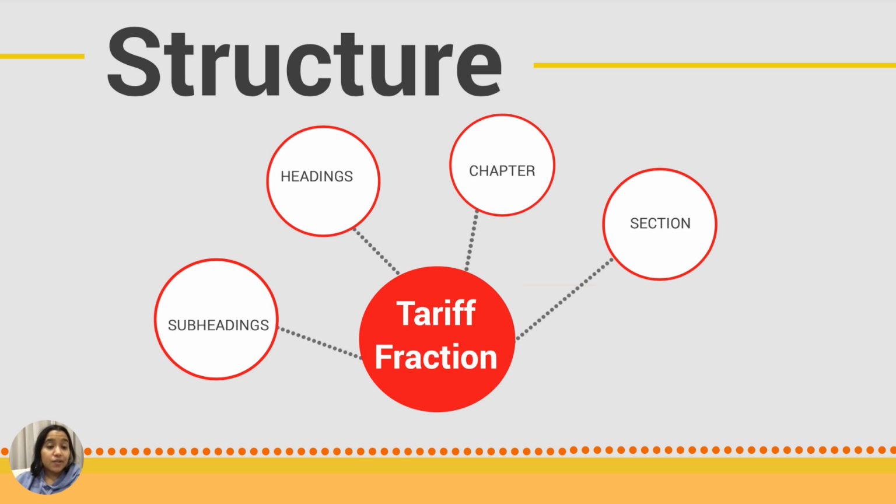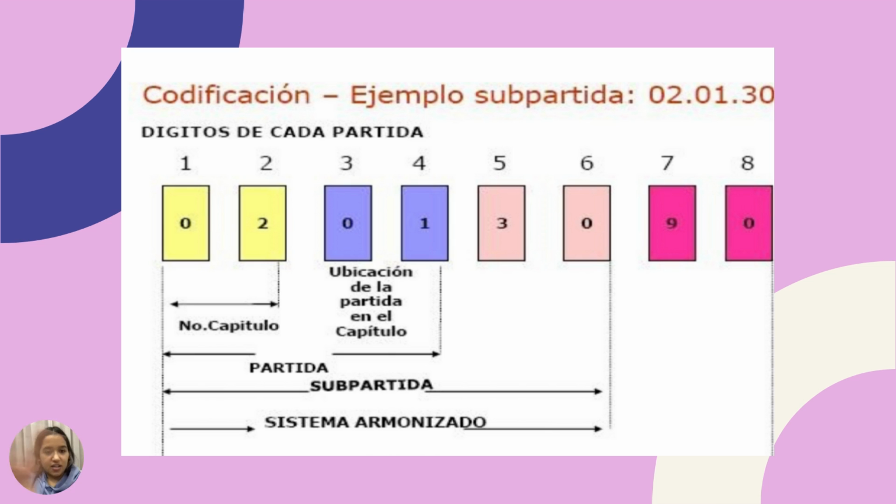The tariff fraction has a structure of section, chapter, heading, and subheading. I'm going to give you an example of how it works. You can see 0, 2, 0, 1, the ones that have color, that's my fraction. For example, 0, 2, 0, 1, 3, 0, 9, 0. That's my fraction for coral. That's the classification of a coral.